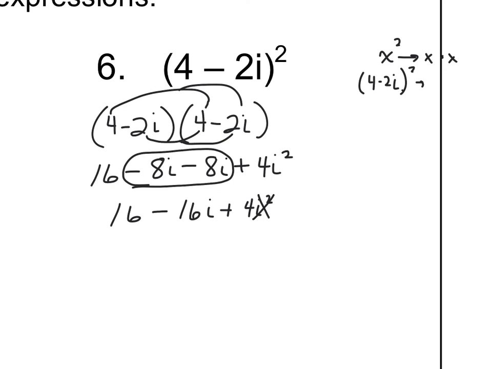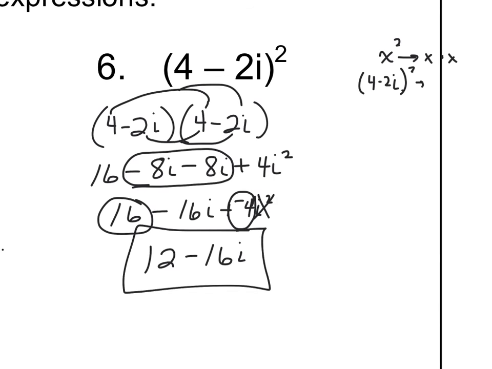Cross out the i squared. Change the 4 to a negative. So I've got negative 4 and I've got positive 16 as my like terms now. So 16 and negative 4, that's 12 minus 16i. Again, these guys right here are not like terms, so they cannot be combined together, and my final answer is 12 minus 16i.